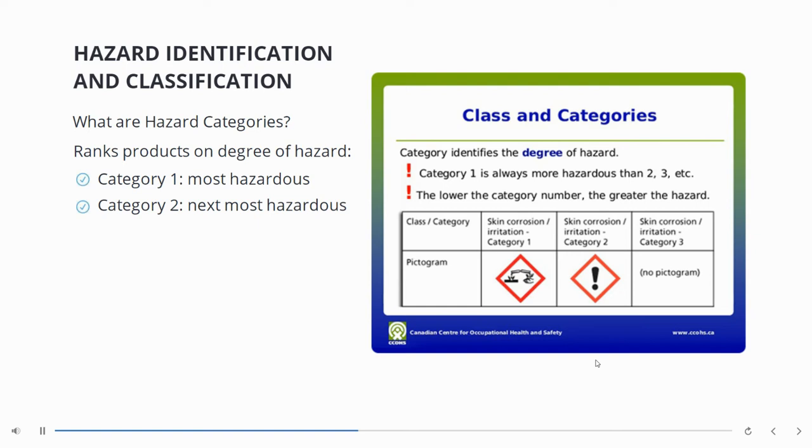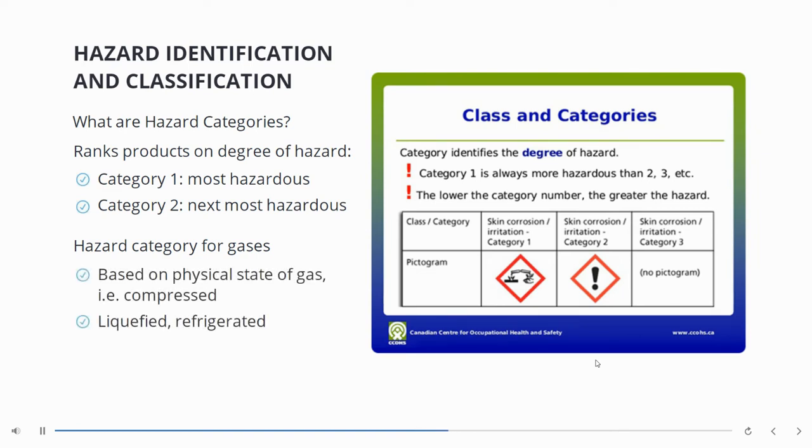There are a few exceptions to this rule. For example, for the gases under pressure hazard class, the hazard categories are compressed gas, liquefied gas, refrigerated liquefied gas, and dissolved gas. These classes relate to the physical state of the gas when packaged and do not describe the degree of hazard.